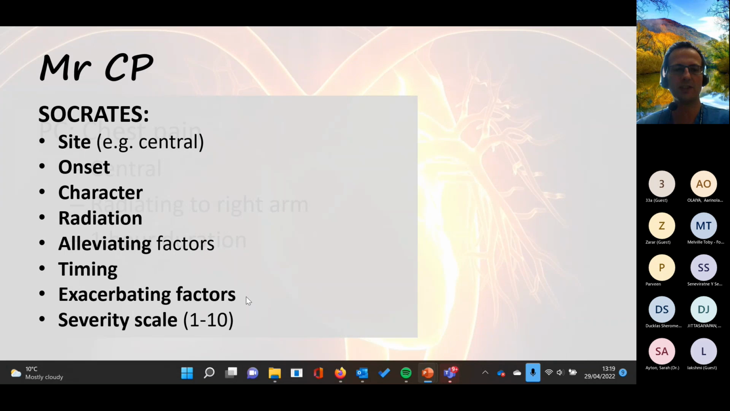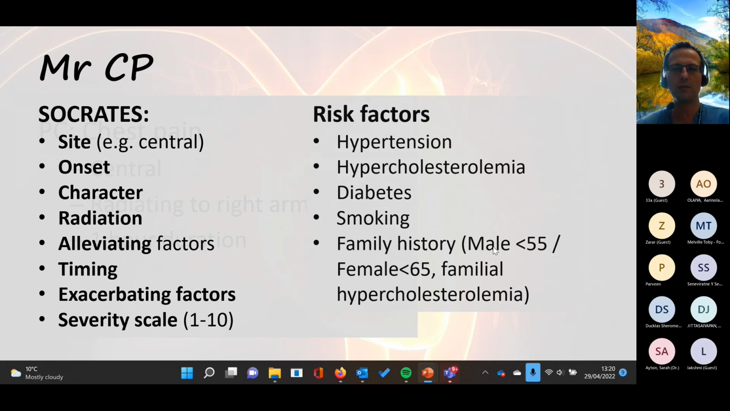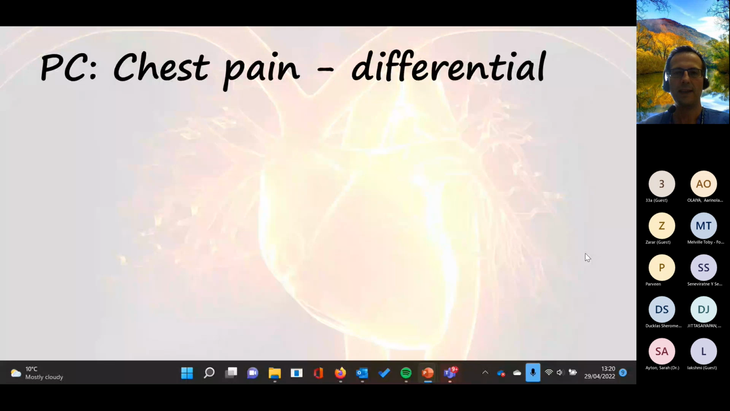So is it worse with exertion? I'm sure you know all the risk factors. I won't ask you about those, but it's important to remember to ask about risk factors and bear in mind family history. It's so common to have a family history of ischemic heart disease that we'd only count it in male relatives less than 55 or female relatives less than 65.